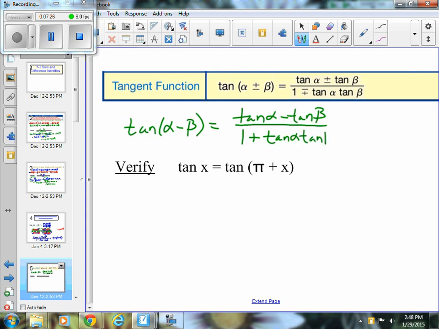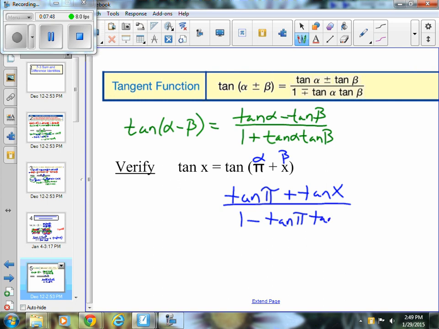All right, so for verify, for this one, we want to be able to show that these two are equal, the same as the other one. So I'm going to go ahead and write out that tangent formula, the pi being the alpha, the x being the beta. So tangent of pi plus tangent of x, so I'm using the sum formula, over 1 minus tangent of pi times tangent of x. And we're trying to prove that that's tangent. So again, a little bit easier than some of our other verify ones because I can do a couple of these. I have numbers for those.